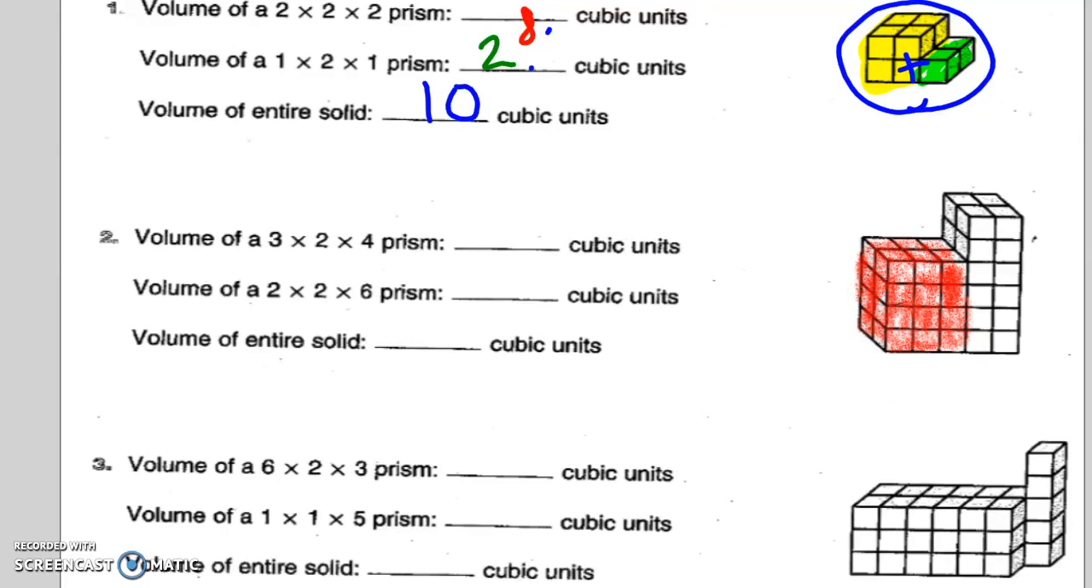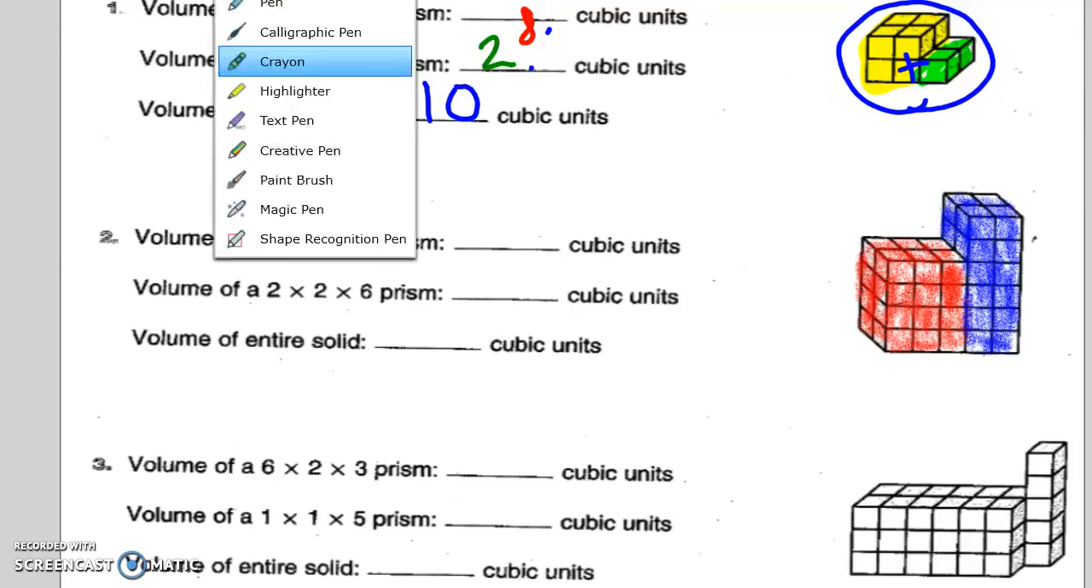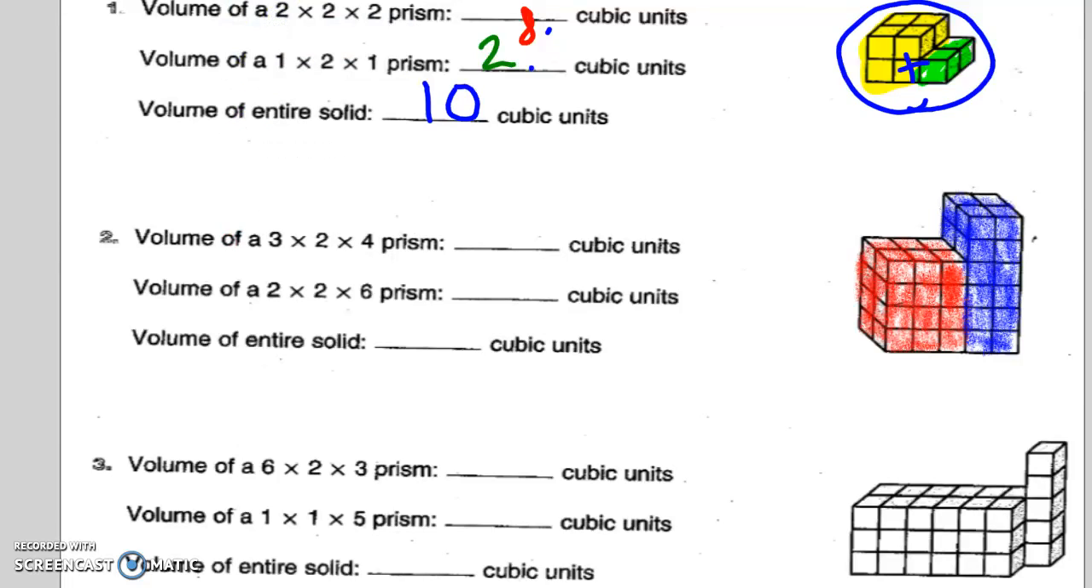There we have the shorter prism is red. I'm going to make my taller prism blue. Do a neat enough job that you can clearly see the two prisms without obliterating the blocks that build each of the cubic units. Alrighty, and now we're about to find the volume of each prism separately. The red prism on the left appears to be 3 blocks long, 1, 2, 3, by 2 blocks wide, 1, 2, by 1, 2, 3, 4 blocks tall.